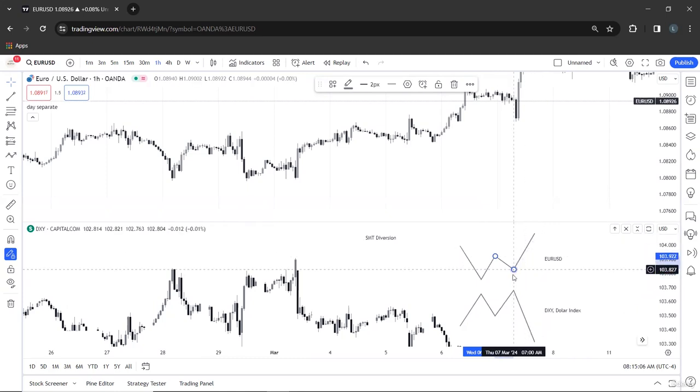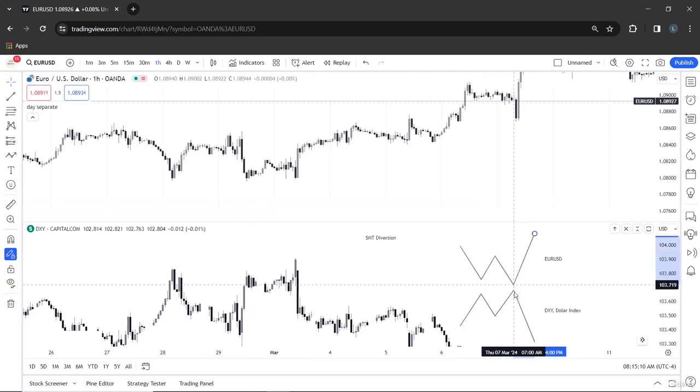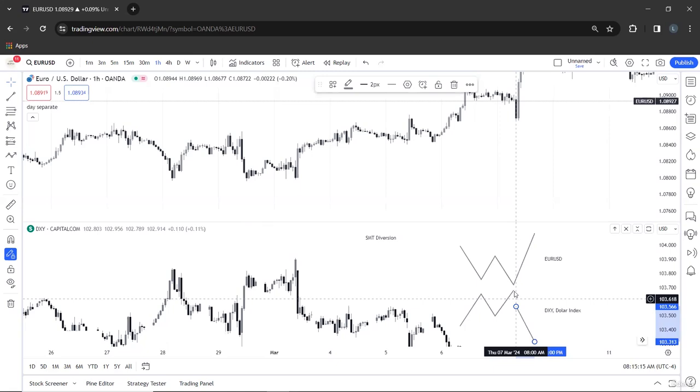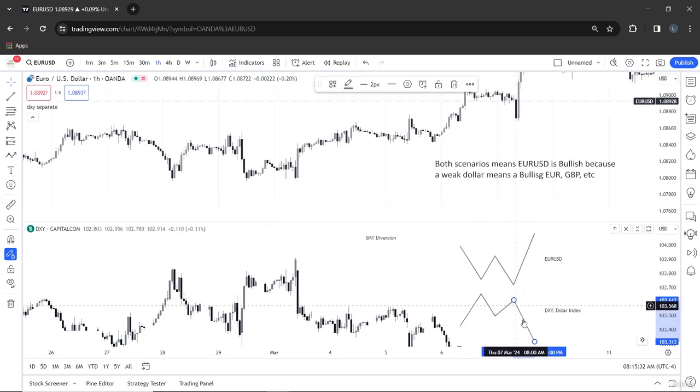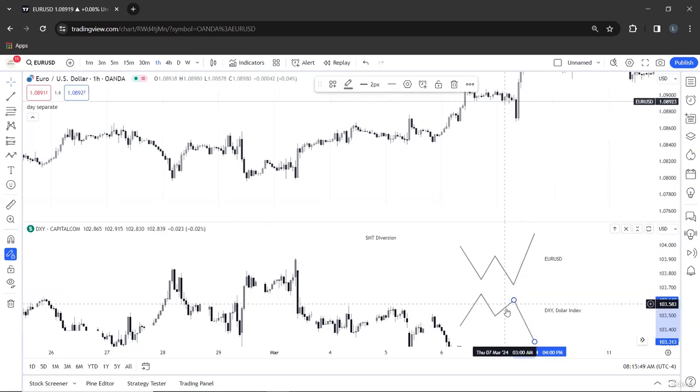Now, for the inverse situation, say the dollar index fails to make a high when the euro dollar was making a lower low. In this situation, this would mean that the dollar is weak. And when the dollar is weak and going down, this is a concept called risk on. It's a concept called risk on right here.